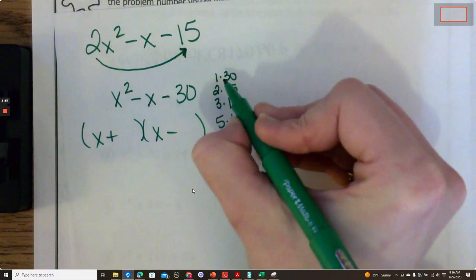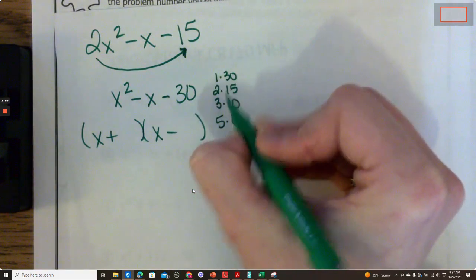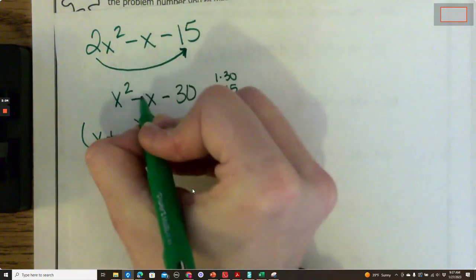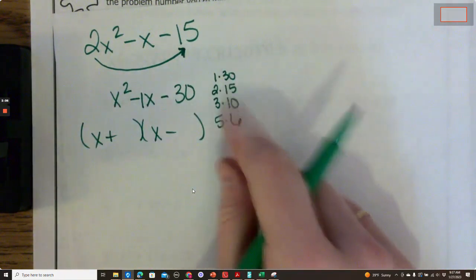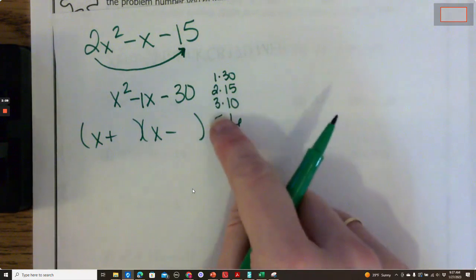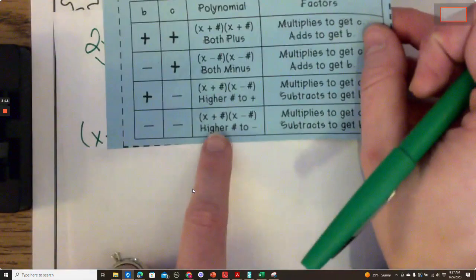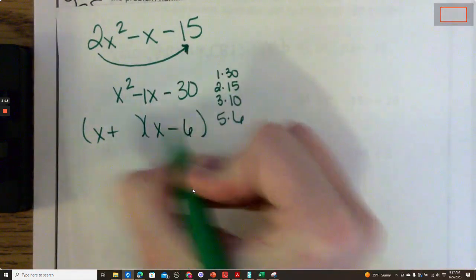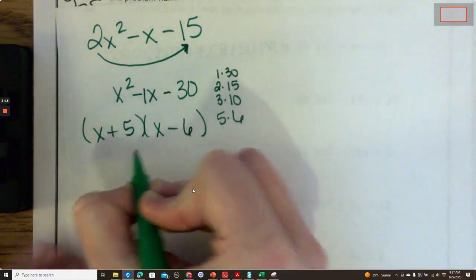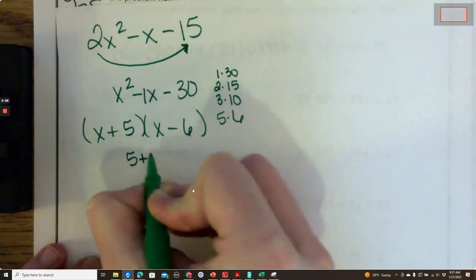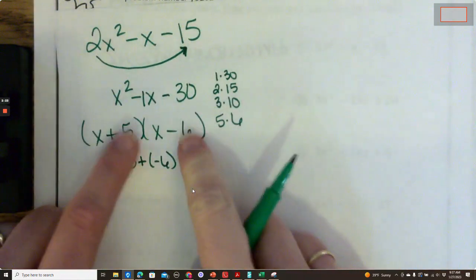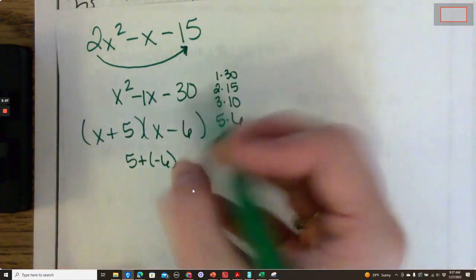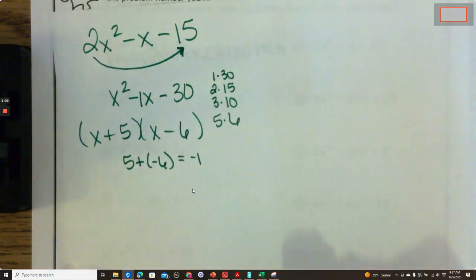So I need to pick a set of these numbers that will either add or subtract to make a what? A 1. So remember, there's an invisible 1. So which set of numbers will that work for? The 5 and the 6. So again, looking at this, the higher number is going to go next to the negative. So 6 is bigger. And then we always check them. Always go back and add those two numbers together to make sure that you get your middle number. 5 plus negative 6 equals a negative 1.